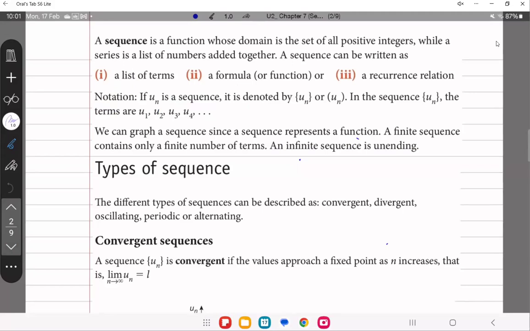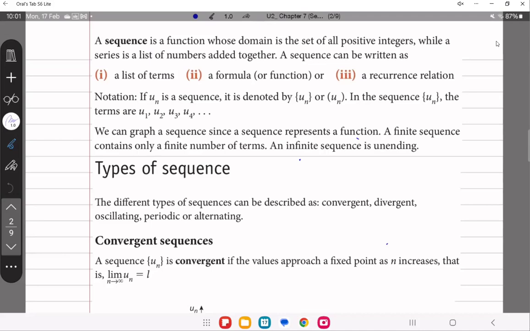I start out by saying that a sequence is a function whose domain is the set of all positive integers, while a series is a list of numbers added together. A sequence can be written as a list of terms. It can be a formula or function, or it can be a recurrence relation.